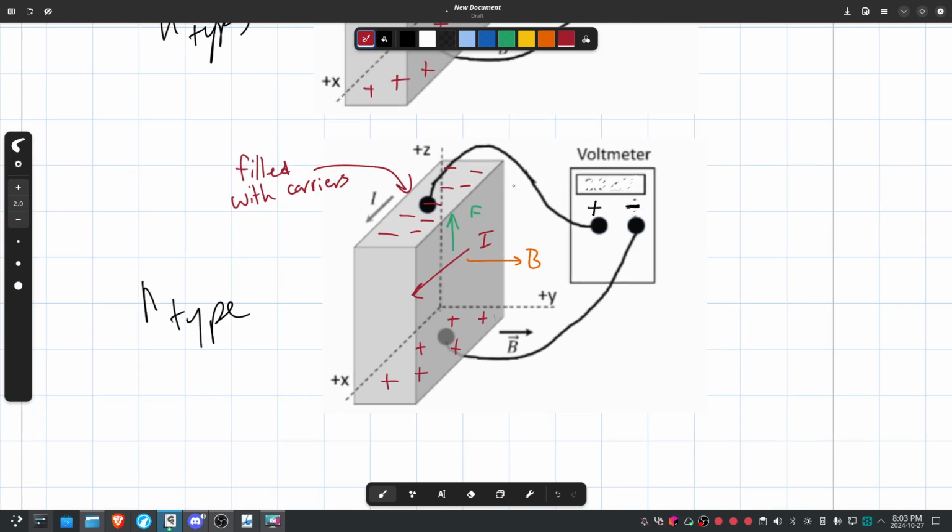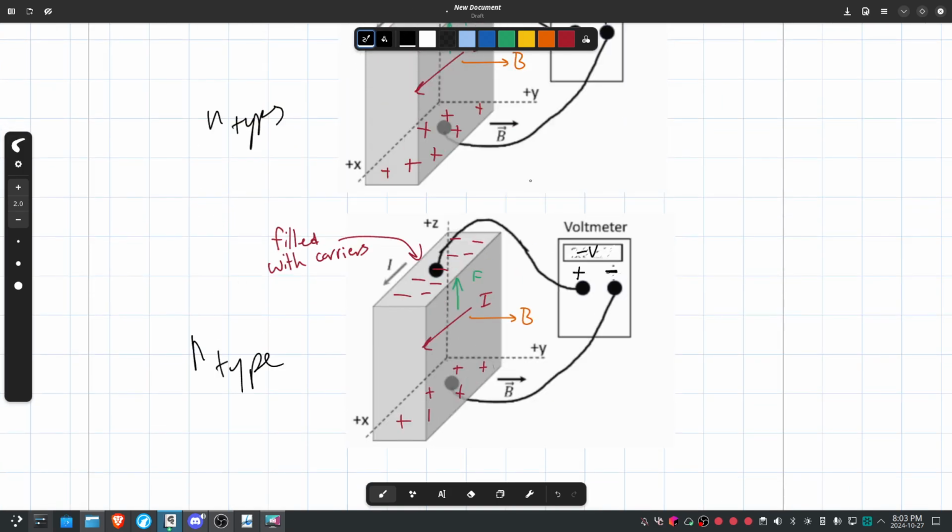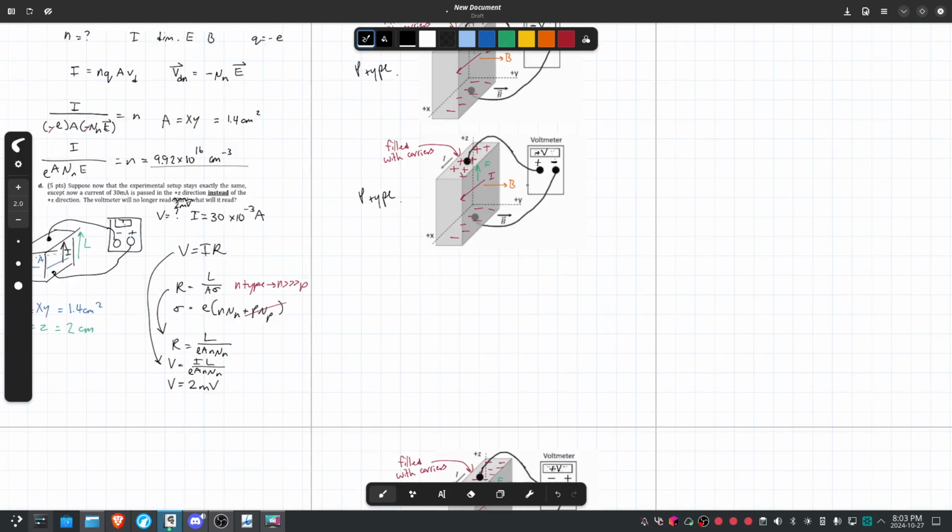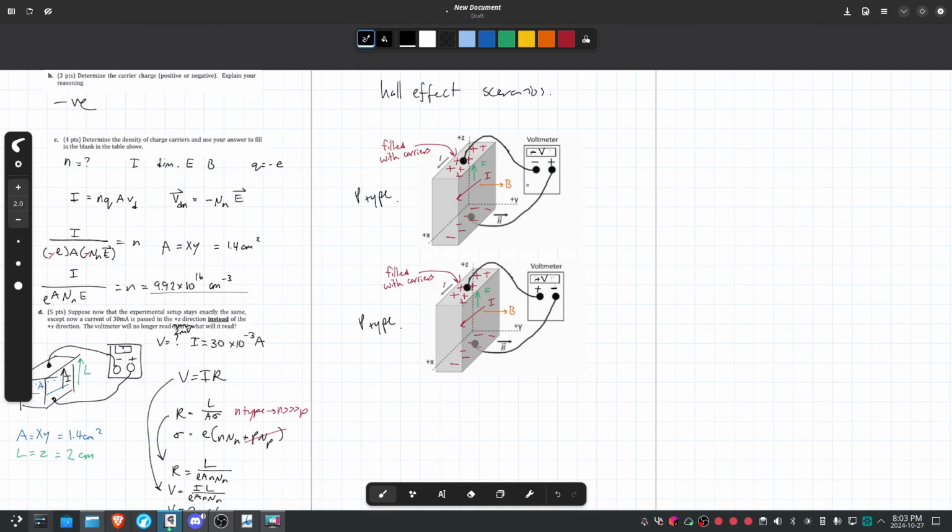So, N-type. Once again, all of the charges go up here. We have a negative charge on top, but our voltmeter is hooked up as if it's a positive charge. They are in disagreement, so we get a negative voltage. Is that clear? These are all of the possible scenarios you are going to get with Hall effects.